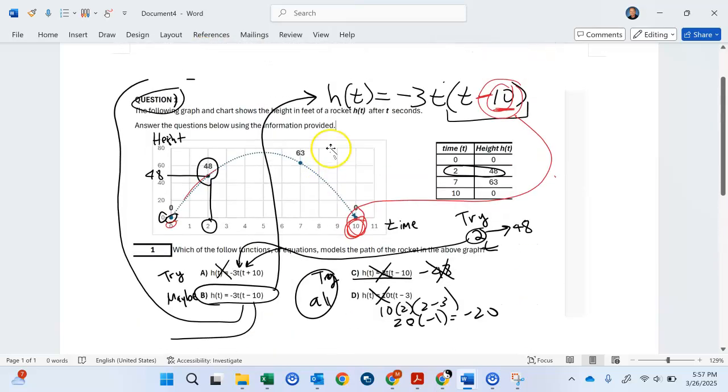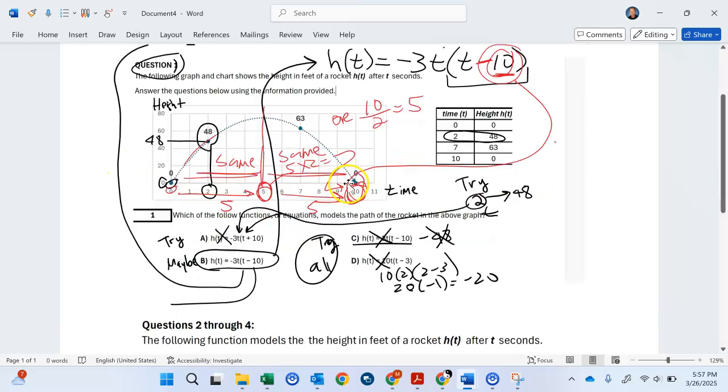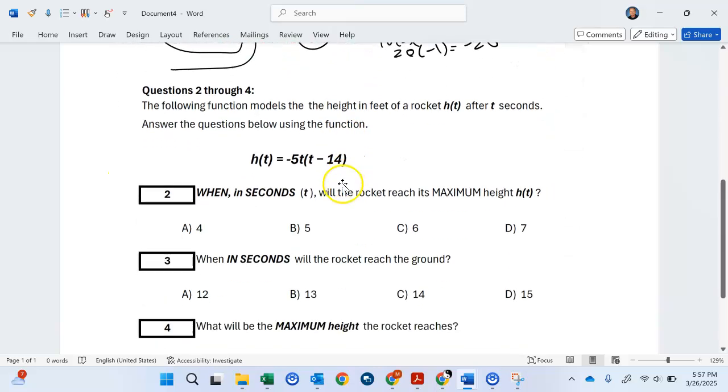And also remember that the maximum height is 1/2 of that, right? So 5 times 2 equals 10, or 10 divided by 2 equals 5. Remember, this is the same. From here to here, 5. From here to here, 5. 10, 5. So 1/2. Okay, now that you understand that, let's look at this one right here.